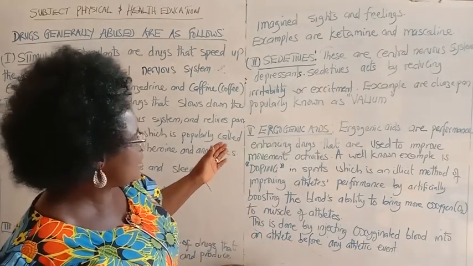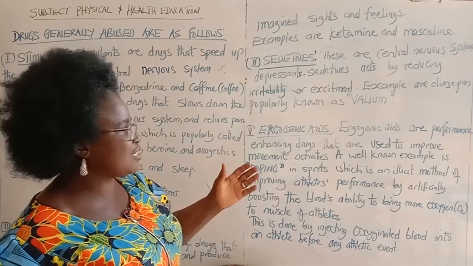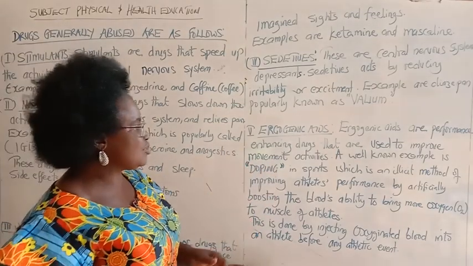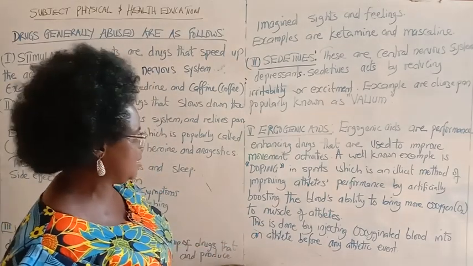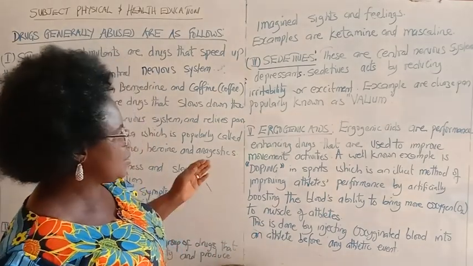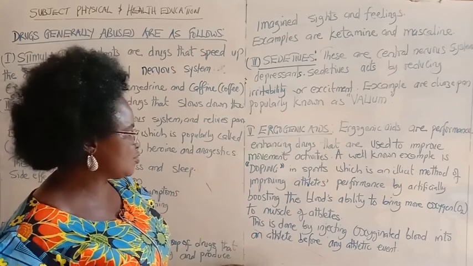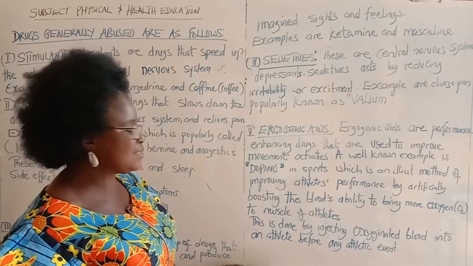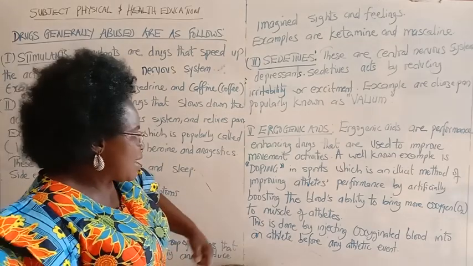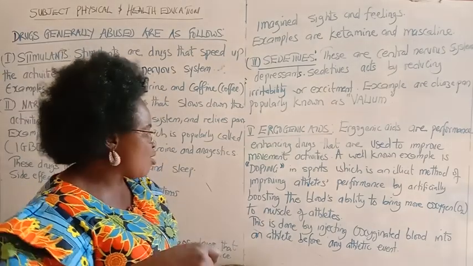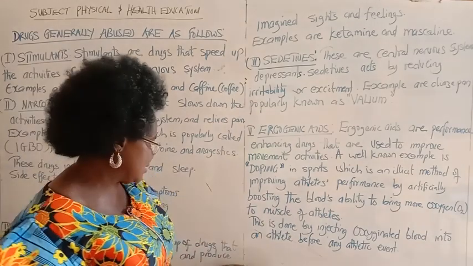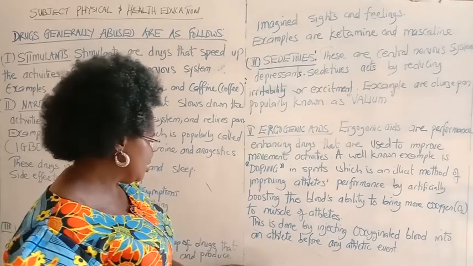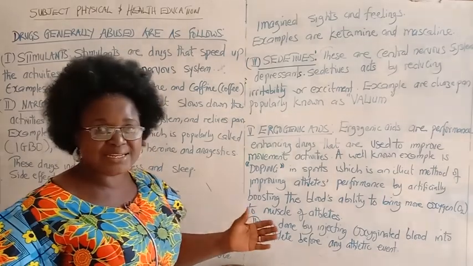We have ergogenic aids. Ergogenic aids are performance-enhancing drugs that are used to improve movement activities. A good example is doping in sports, which is an illicit method of improving athletes' performance by artificially boosting the blood's ability to bring more oxygen to the muscle of athletes. This is basically done by injecting oxygenated blood into an athlete before any athletic event.